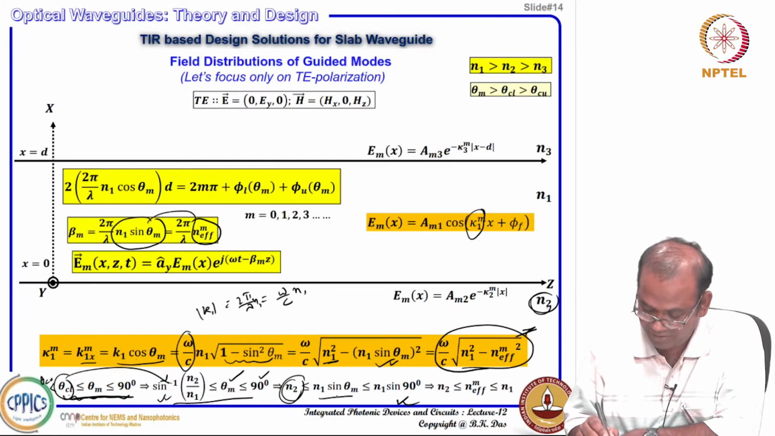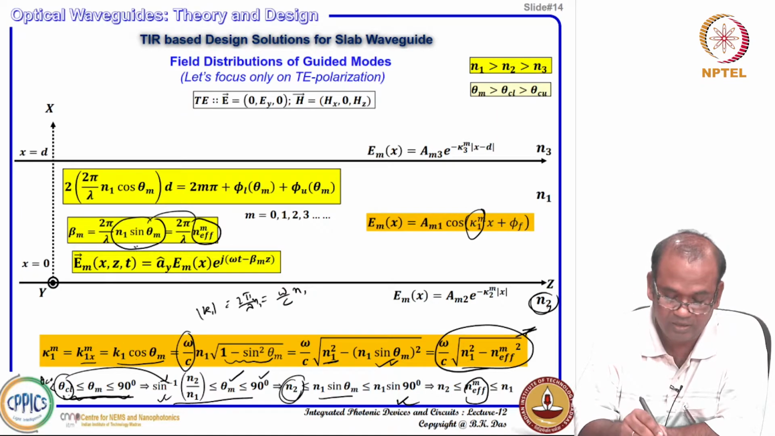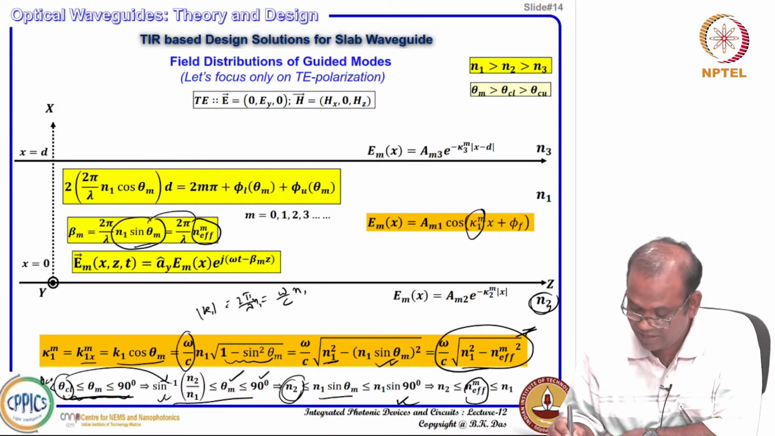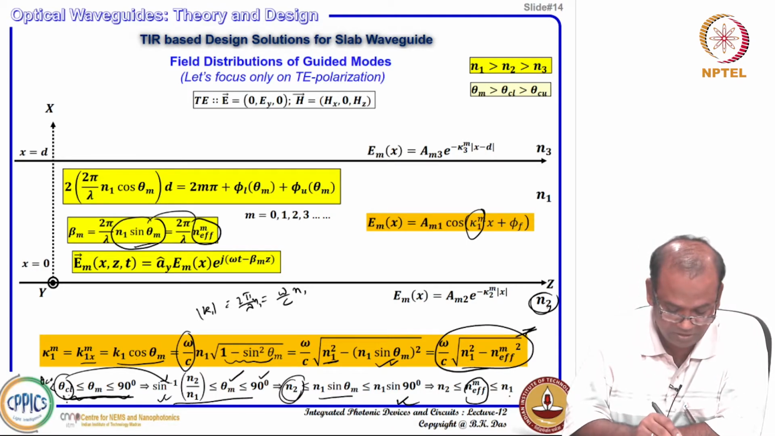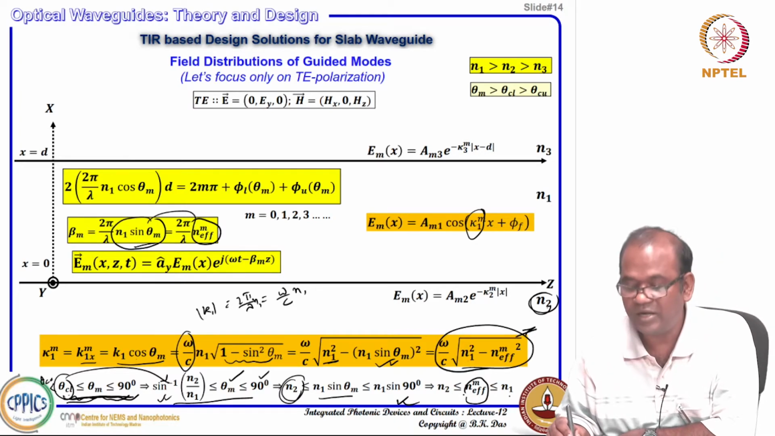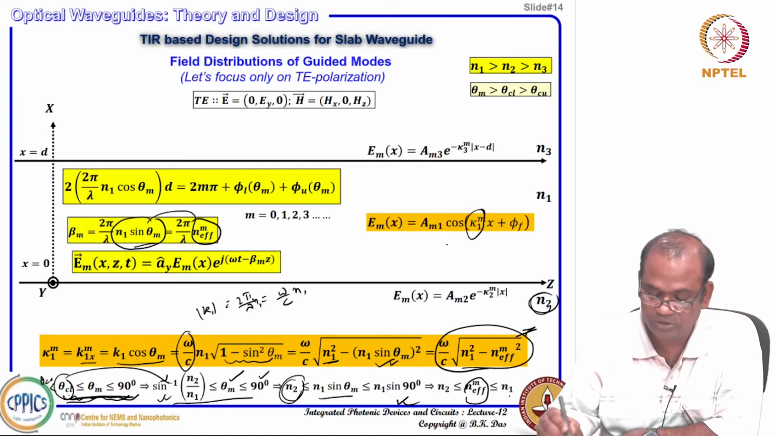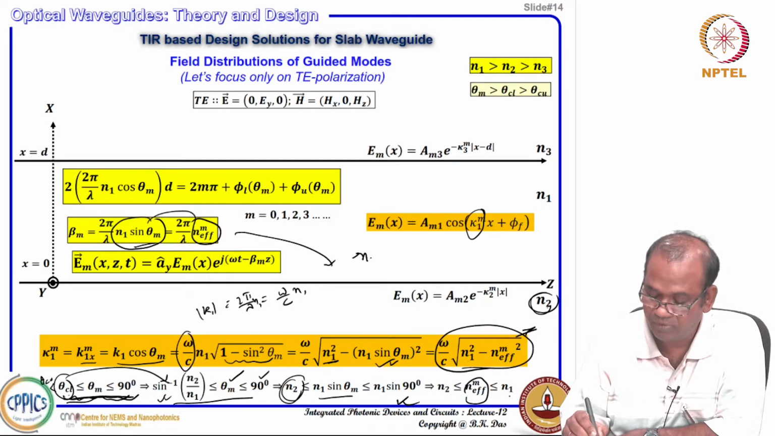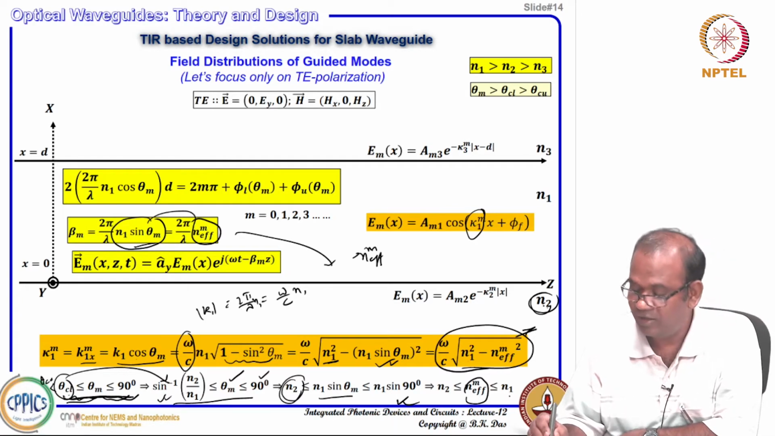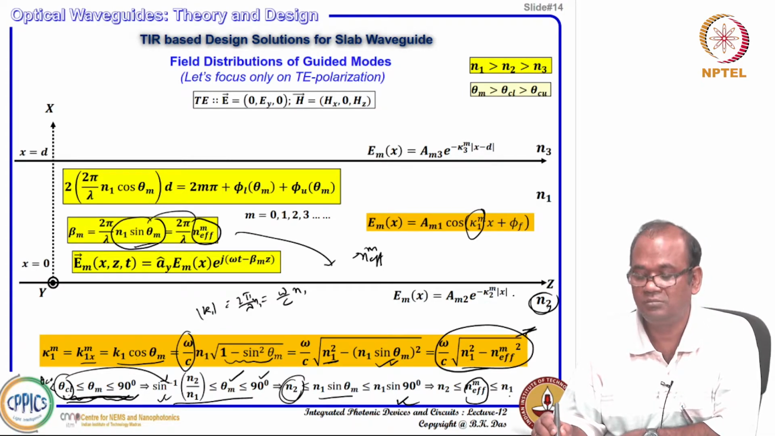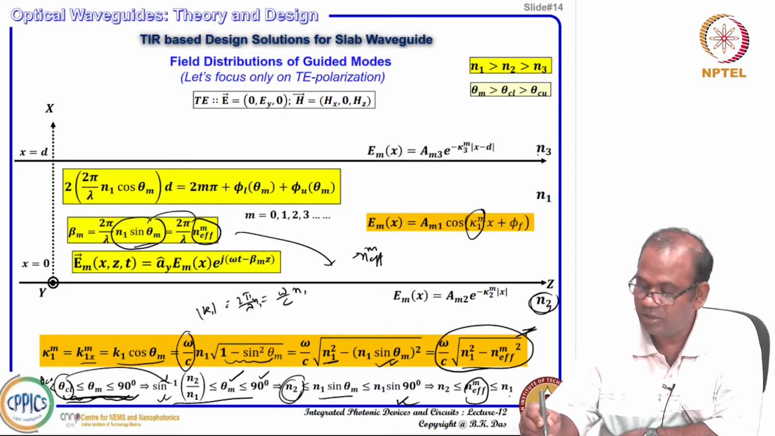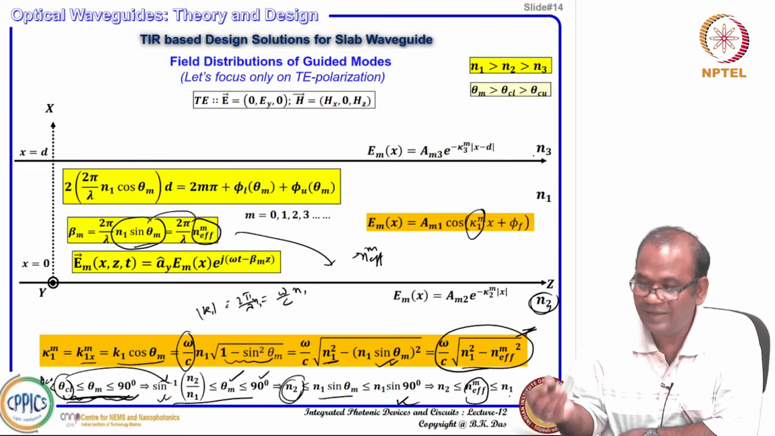So, once you get that, this N1 sin theta m is nothing but n effective m, which is what we have written here, N1 sin theta m. So, that means n effective m must be less than or equal to N1, because it is coming back from here, and it must be greater than N2. So, any solution you get for n effective m must be greater than N2 but less than N1. If it is greater than N2, it should be greater than N3 as well. So, that ensures the confinement.